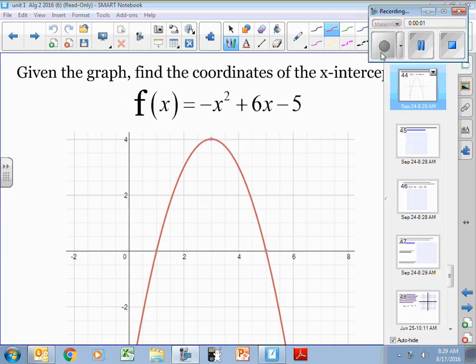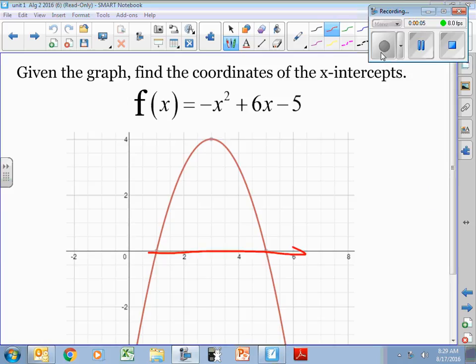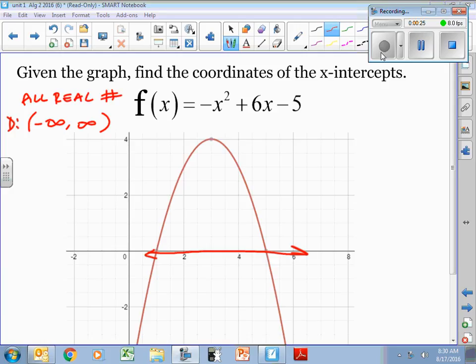Before assessment. Here we go. Domain. What you got, domain? I got open negative infinity and open positive infinity. Also on this one, you can put all real numbers. And you could put double R.